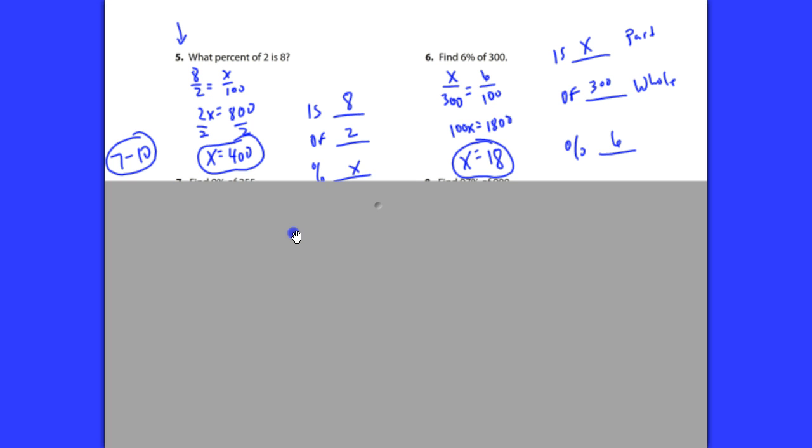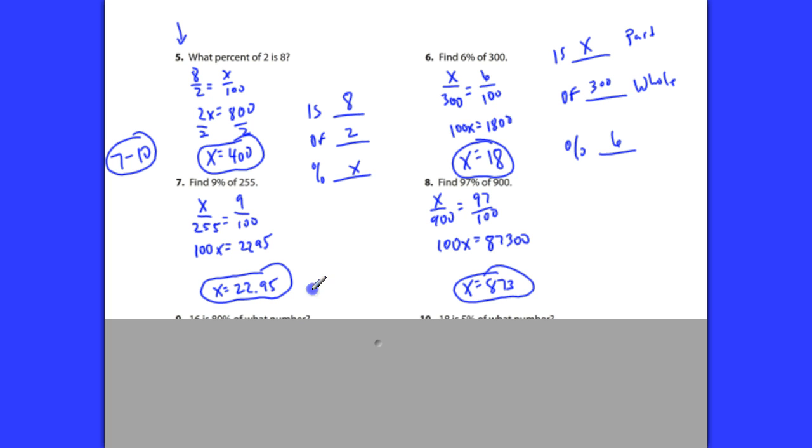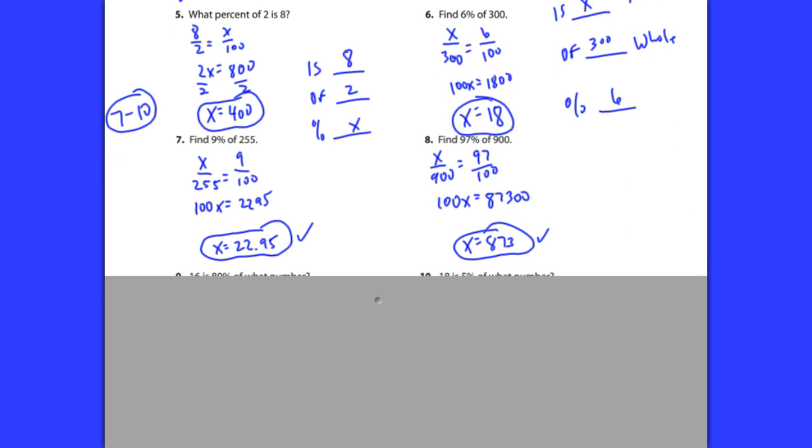And hopefully you have worked out the questions 7 through 10. So here are the answers for 7 and 8. Number 7 should have come out to be 22.95. There's my proportion and the work. Number 8 should have come out to be 873. There's my proportions and the work. Please hit pause and look through those if something does not agree with you.